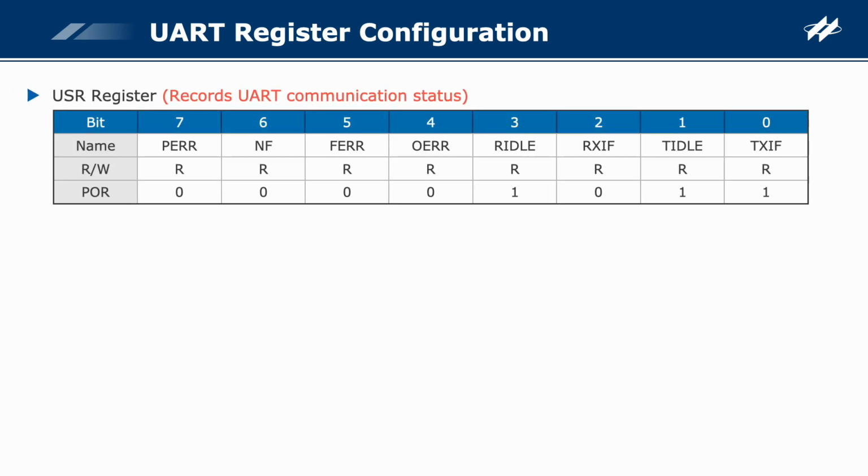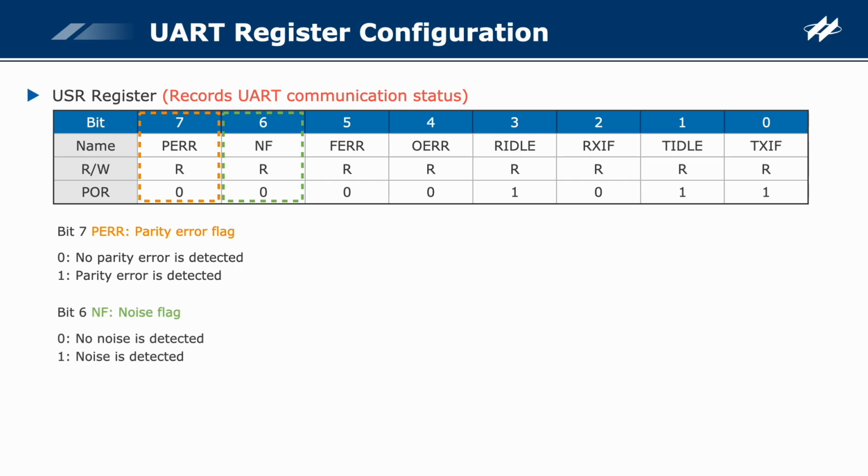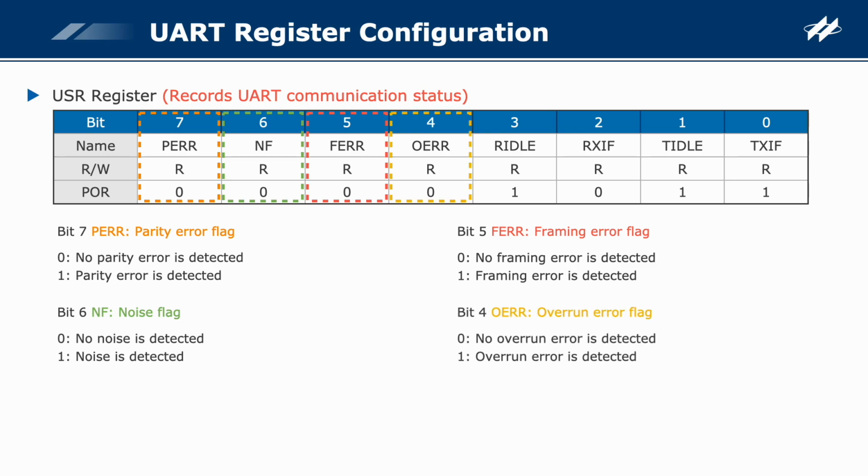The USR register is the UART status register. PERR is the parity error flag. NF is the noise error flag. FERR is the framing error flag. And OERR is the overrun error flag, which indicates whether the receiver buffer overruns.